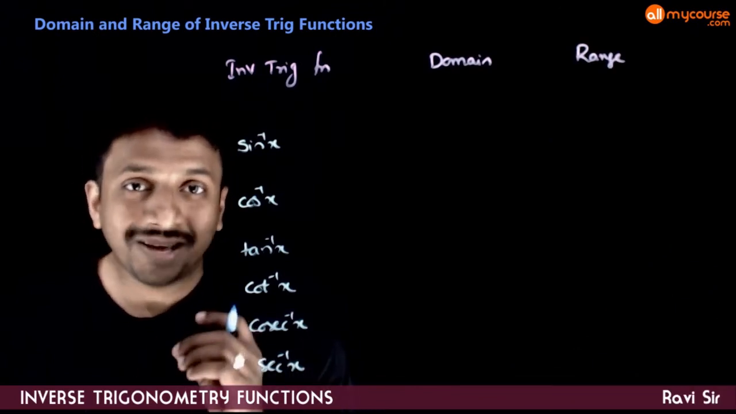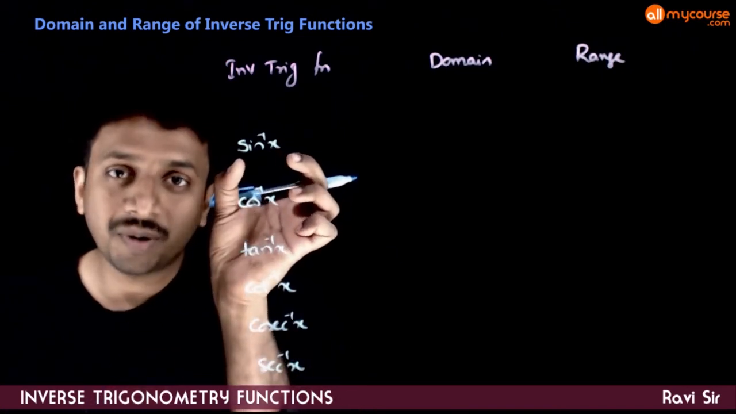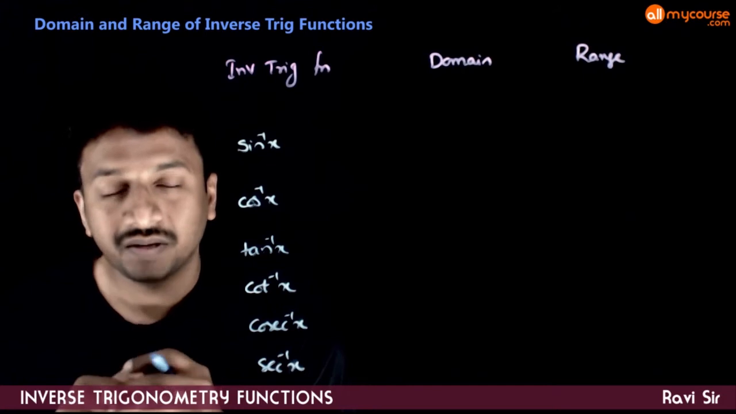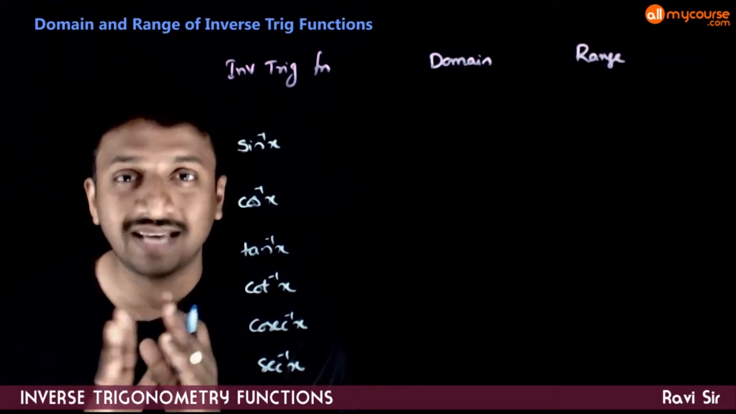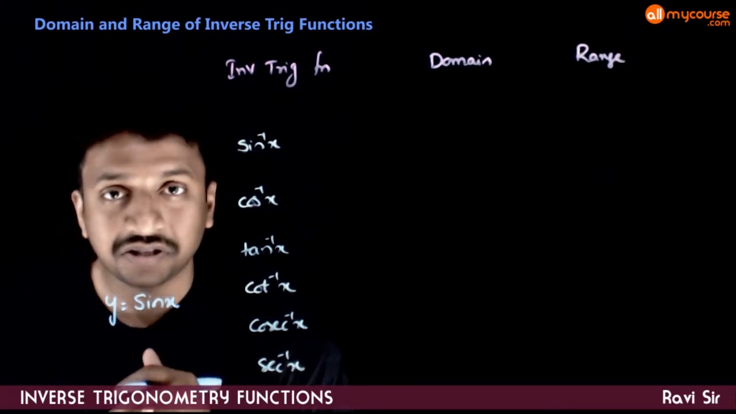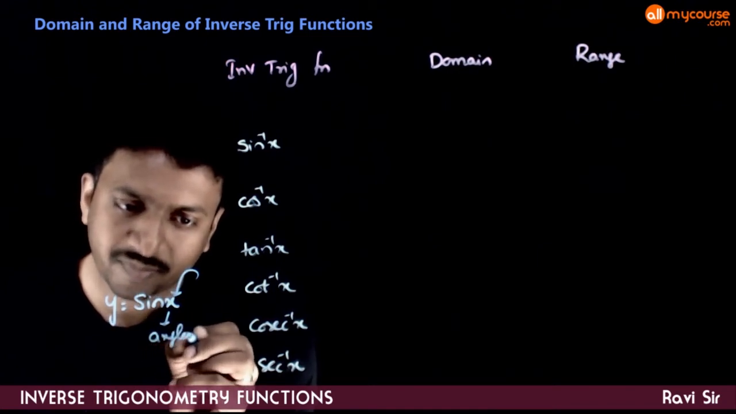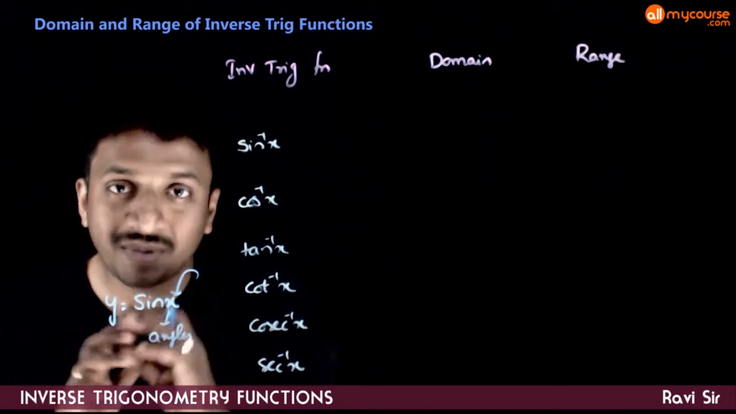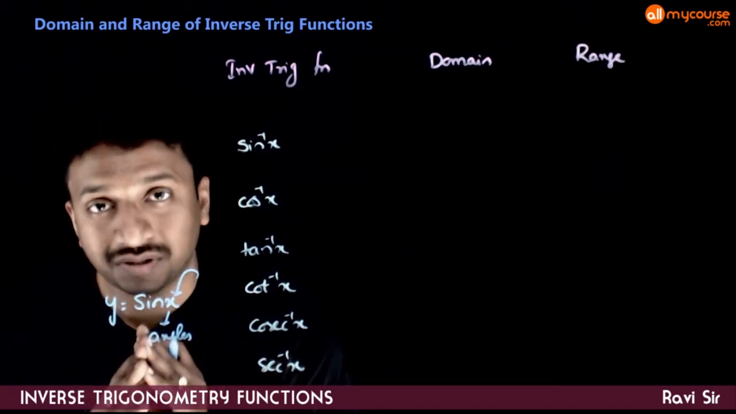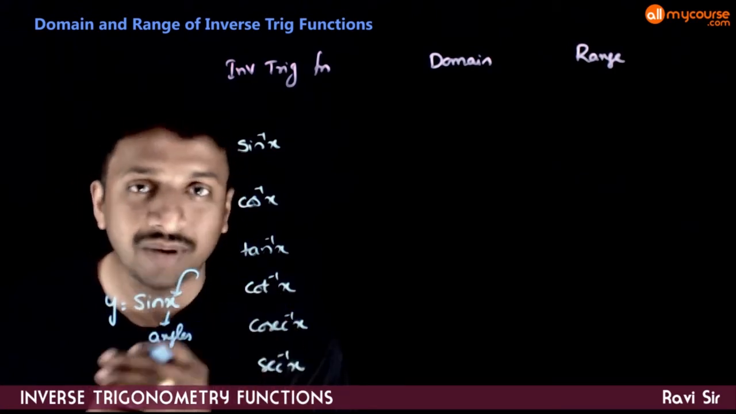So what are the domains and ranges of inverse trigonometric functions? If you take the inverse trigonometric function sine inverse x, what is the domain of this function and what is the range of this function? If you look at trigonometric functions like sine x, if you take y equal to sine x, this is a trigonometric function. It takes in the values of x, which are angles. If you take sine x as a machine, it takes in the values of angles and gives you the values of trigonometric ratios. That is, it gives out some numbers.